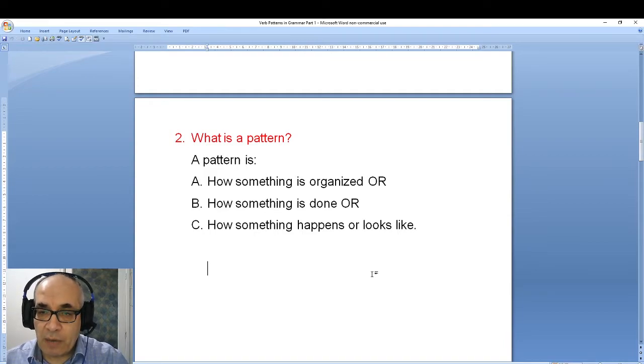And the same with language, how you organize the information. And when we say a verb pattern, we have to look at what comes before the verb and what comes after the verb. In this way we learn how to make a sentence in our speaking and writing.